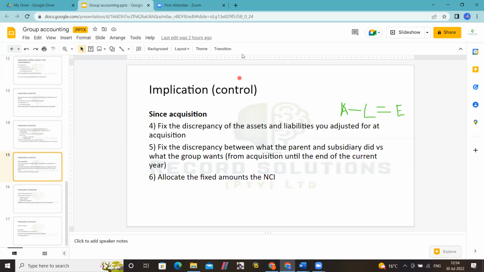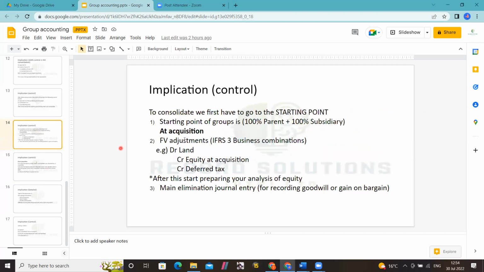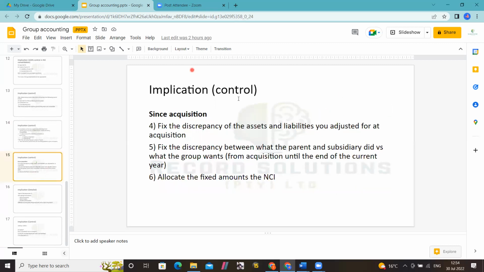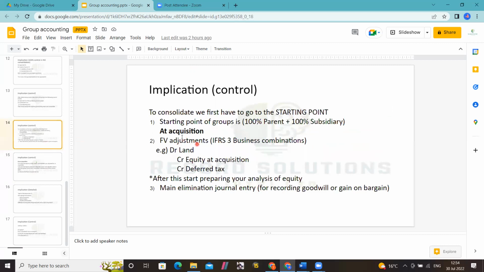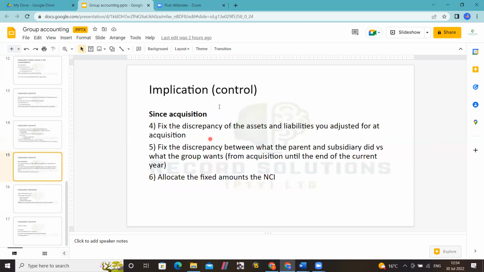The first thing that happened is, don't forget those assets and liabilities, these ones. Don't forget that the subsidiary still thinks that it's 80,000. So what does it mean? It means that the depreciation for that PPE will be lower than it actually has to be, right? So therefore, you have to fix those discrepancies for these adjustments. So all of these adjustments, you have to look at subsequently how you have to fix them, how you have to look at them from a group level.